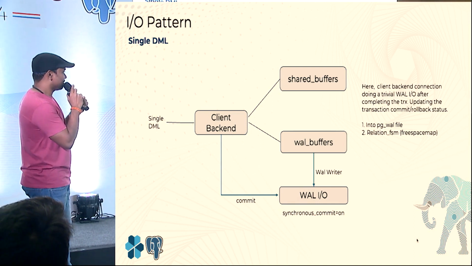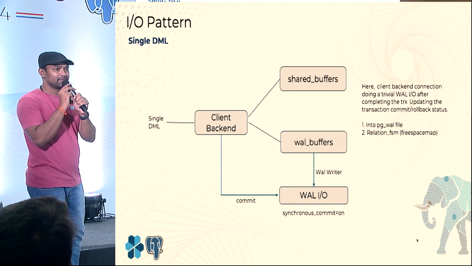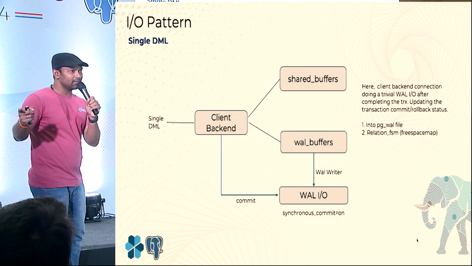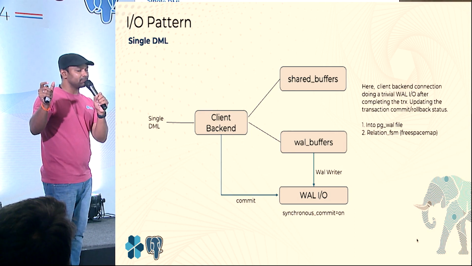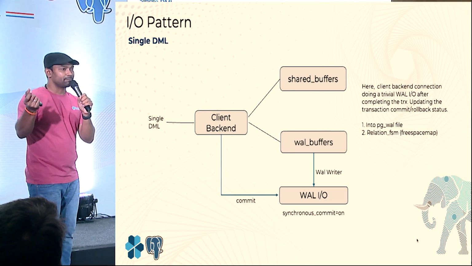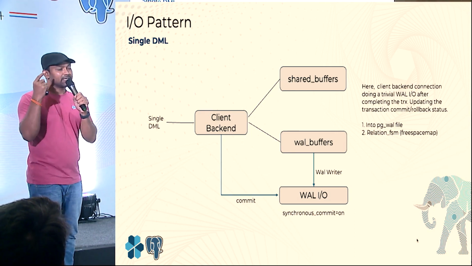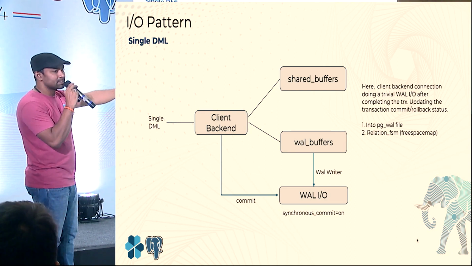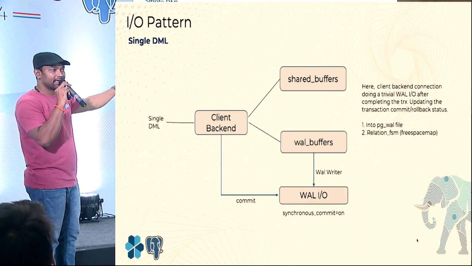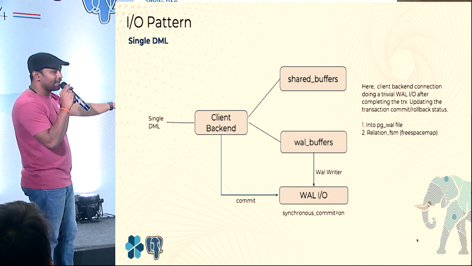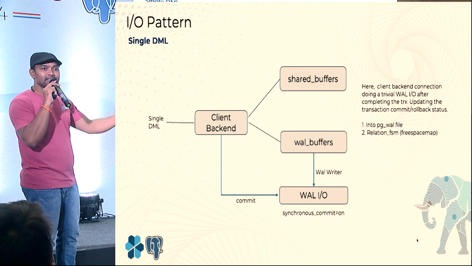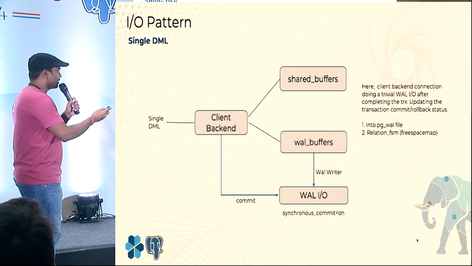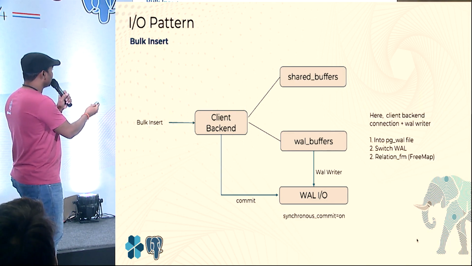Sometimes the client backend also does I/O, because when you insert data into the table, it has to see where the free space is, because we have vacuum, right? So the client backend goes and reads the relation's free space map file. So the client backend makes I/O plus the WAL writer makes I/O for a single insert operation. This is one pattern.